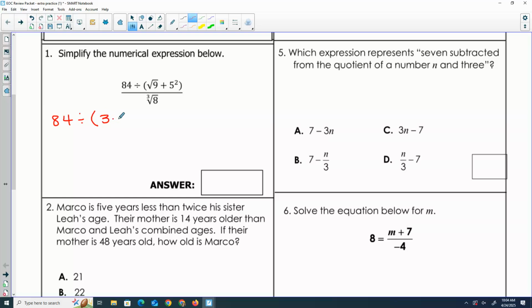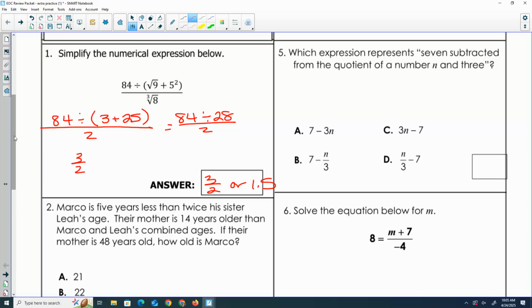Square root of 9 is 3. 5 squared is 25. If you worked it out step by step, the cube root of 8 is 2. On the top, 84 divided by 28 is 3, so you get 3 over 2, or 1.5 if you did it as a decimal. So one of those answers.